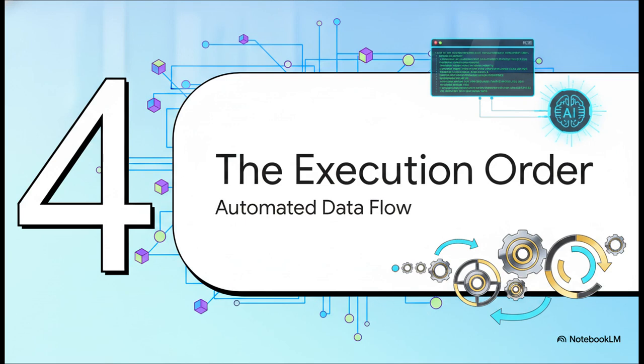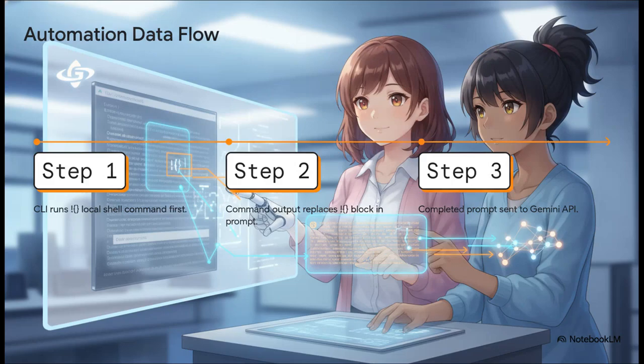Which brings us to Section 4, the execution order and automated data flow. Now, you might be wondering, how on earth does the AI know about the git diff if it hasn't even happened yet? Let's map out this data flow. It's a very precise 3-step process.